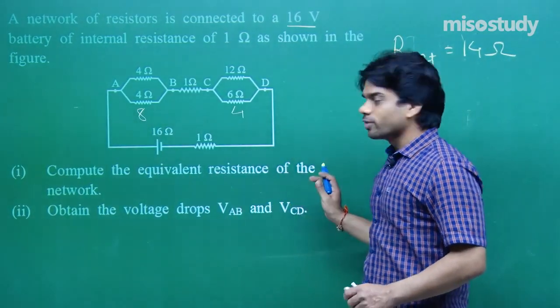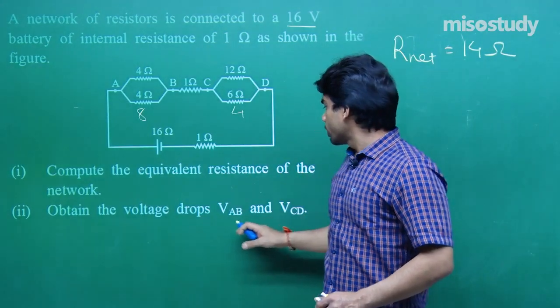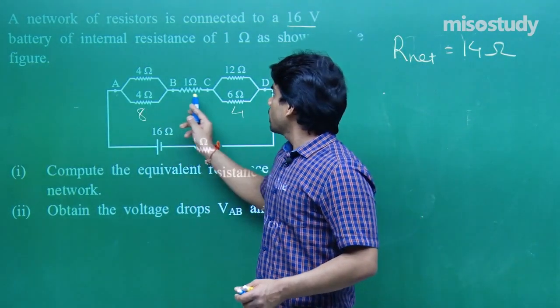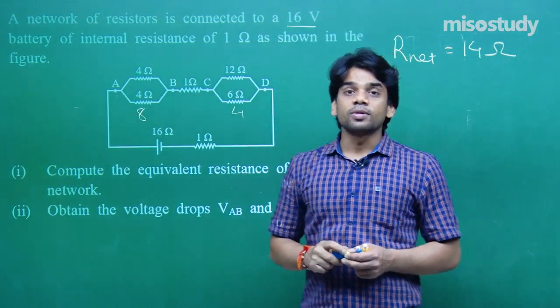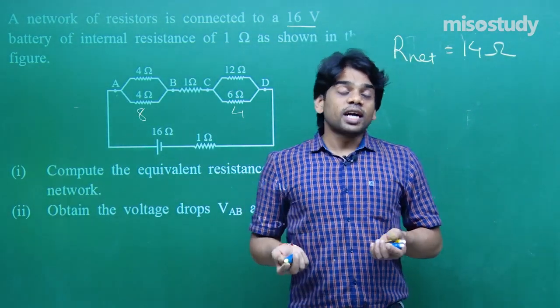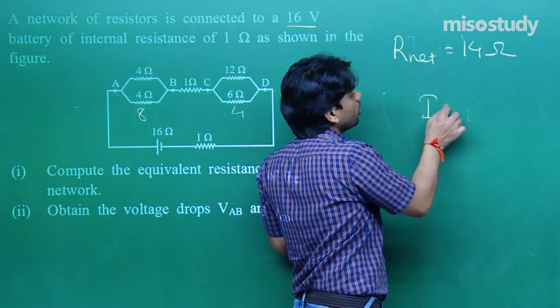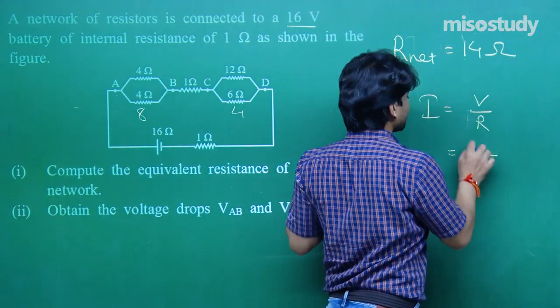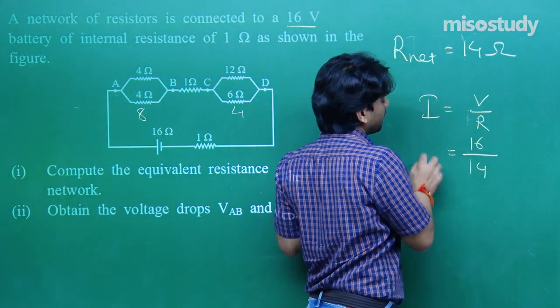Equivalent resistance of the network, we got 14 ohms. Obtain the voltage drop VAB and VCD. So across AB and CD the voltage drop we have to find out. Try to find out the current. Current is what? I equals V by R, and V is given as 16, R is 14. This is the value of current.